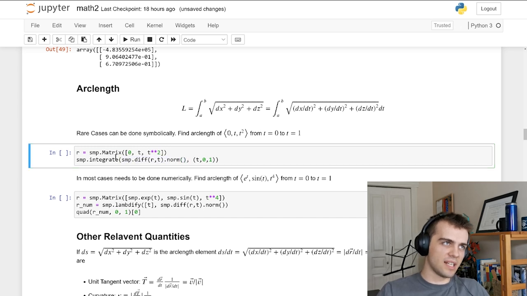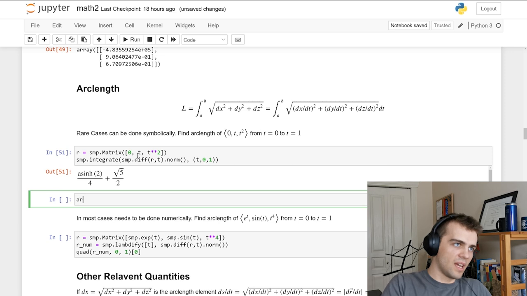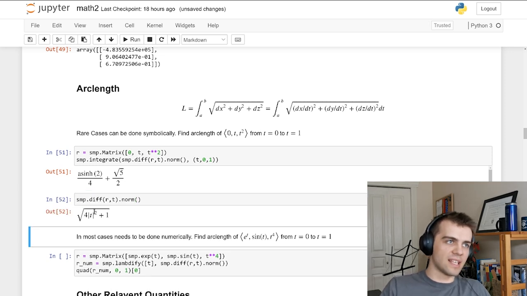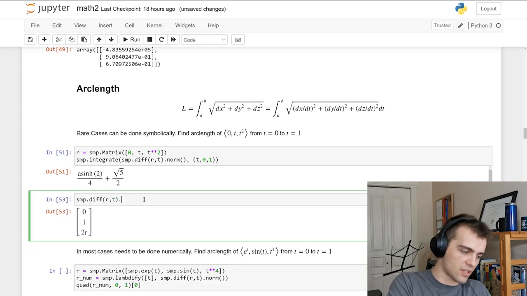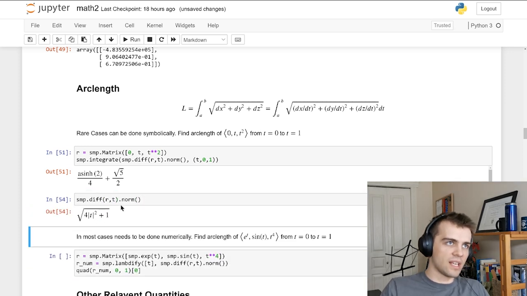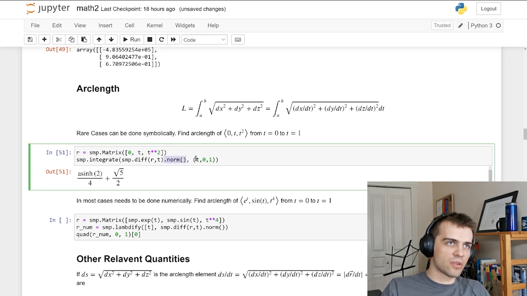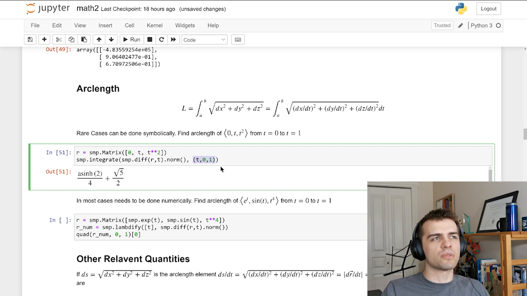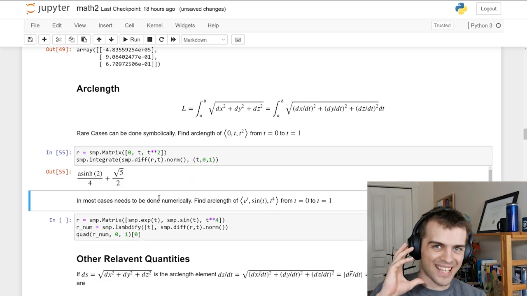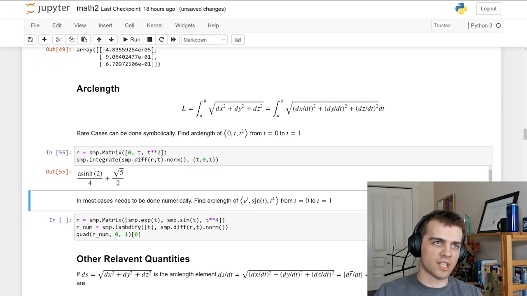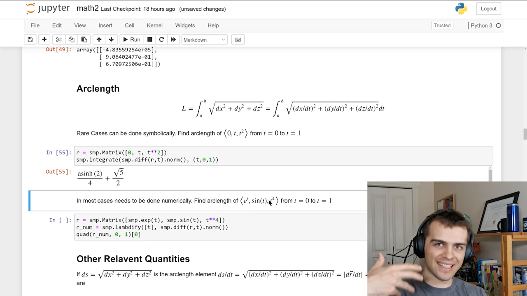So doing that outside here, if I just print dr/dt, that's this. So dr/dt is equal to this, and then I take the norm of this vector and I get this quantity here. And then of course I integrate this from t equals 0 to 1. Again, it's good to keep track of how that notation actually is there. And I get an answer that looks like this. But in most cases, it cannot be done symbolically, right? For example, this curve here, there's no analytic solution to the integral. It has to be done numerically.